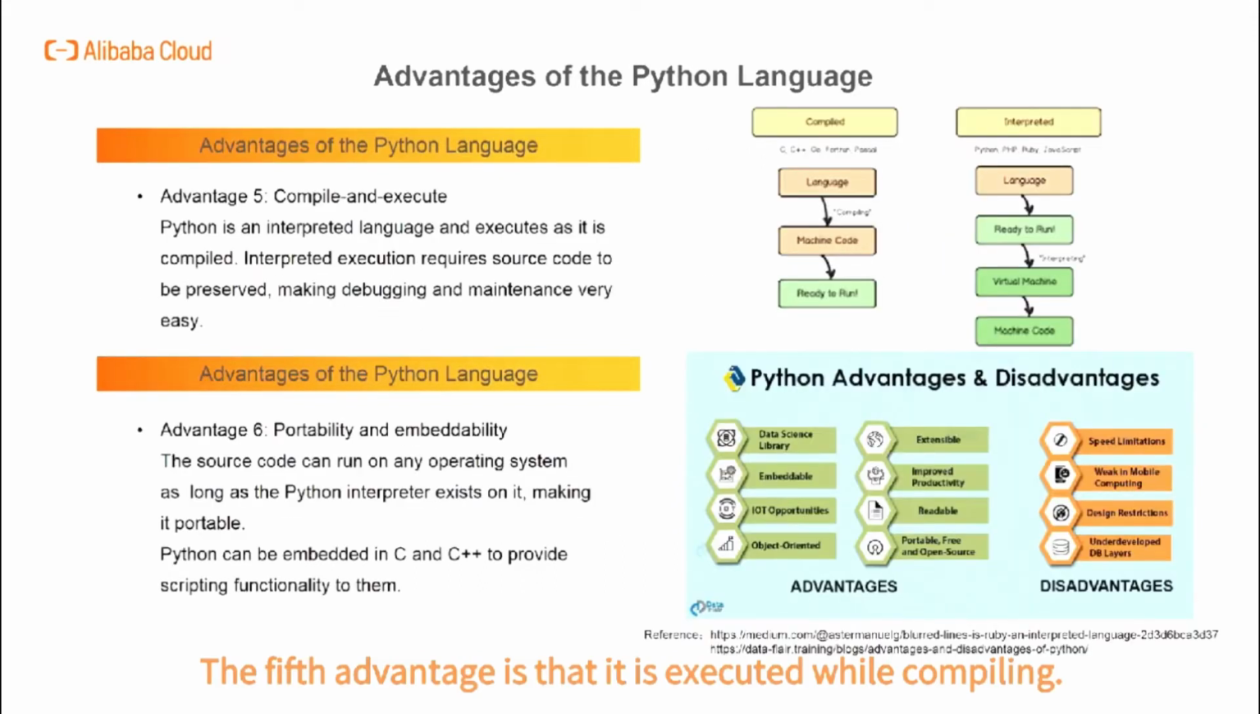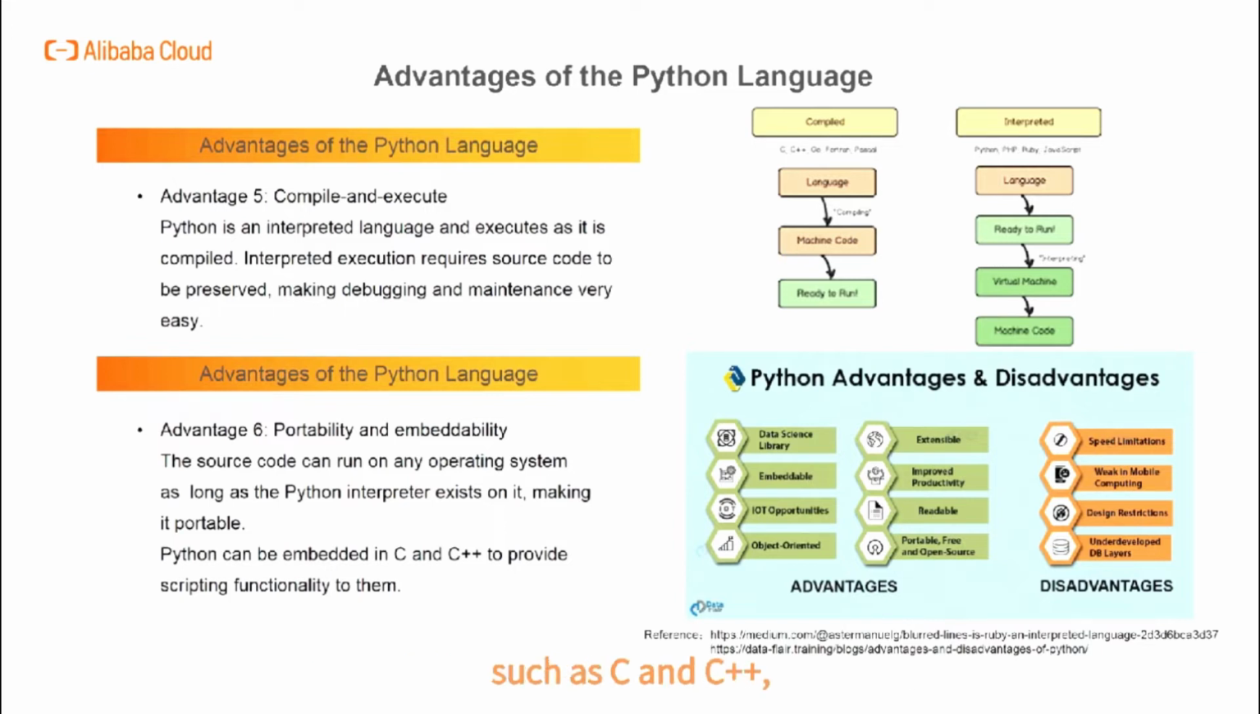The fifth advantage is that it is executed while compiling. Because Python is an interpreted language, it is executed while compiling. Interpretation execution only requires source code, so debugging and maintenance are very easy. The picture on the right introduces the difference between compilation and interpretation execution. For compiled languages, such as C and C++, we first need to compile the source code into machine code and then run it. For interpreted languages such as Python, PHP, etc., we only need to hand over the source code to the interpreter, and then the interpreter can execute it directly.